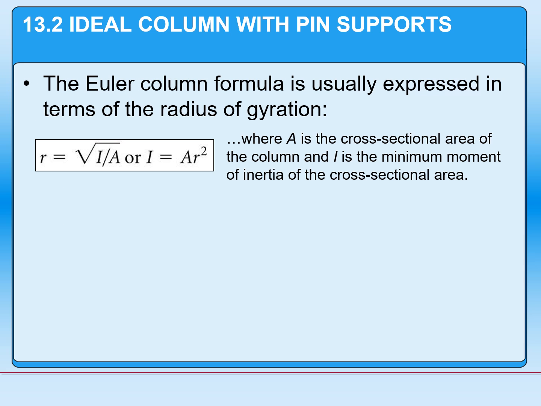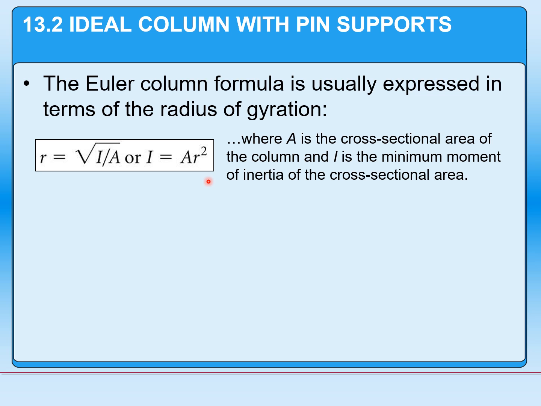You'll often see this Euler column formula expressed using a term known as the radius of gyration. The radius of gyration is defined as the square root of the moment of inertia for a column divided by its cross-sectional area. It could also be written as the moment of inertia is equal to the area times the radius of gyration squared. This particular property has been developed to simplify calculations to a certain extent. And keep in mind, it's a constant for a given column.